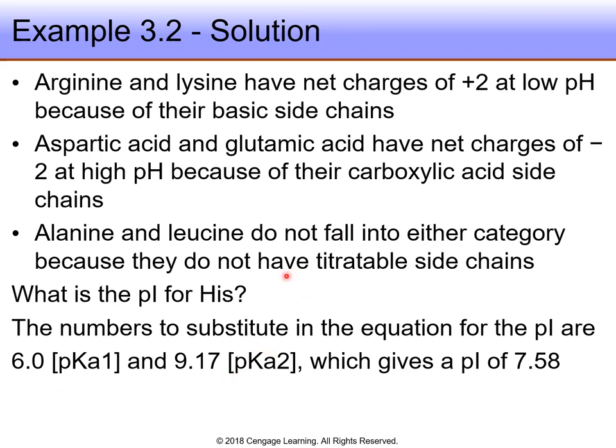So for the 5 amino acids, the 3 basic and the 2 acidic, for the basic ones, you add pKa1 plus pKa2 divided by 2. For the acidic amino acids, you add pKa1 plus pKa2 divided by 2.